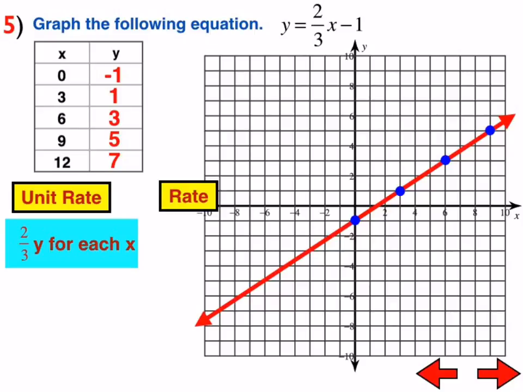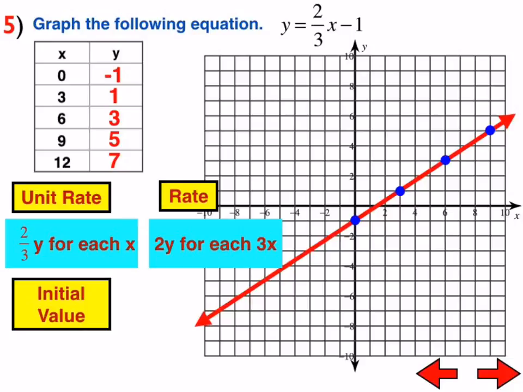Now, I want you to add to your notes. What we really have in terms of a rate, instead of a unit rate, or is an unsimplified version of the unit rate, is we have 2 y's for each 3 x's. Right? To get from here, this is positive 2y. Positive 2y for each positive 3x.